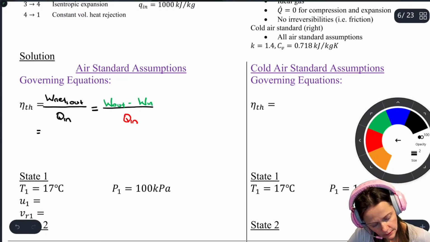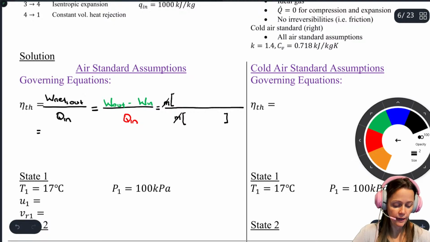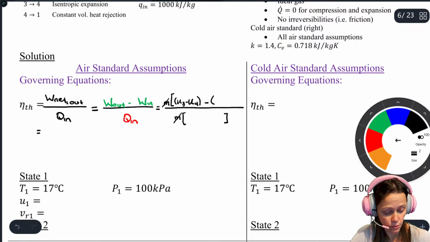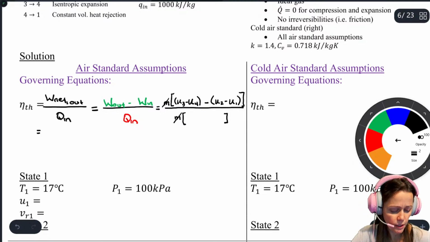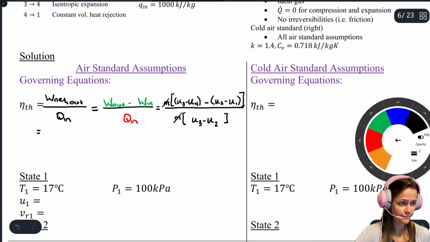So I'll put it right here. I'm going to have a mass multiplied by all these terms, and you can see that mass is just going to cancel out. So I'll go ahead and do that. The work out is from 3 to 4, so U3 minus U4, and the work in is from 1 to 2, so U2 minus U1, and then your Q in was from 2 to 3, so it's going to be U3 minus U2. Perfect. So there's our governing equation.